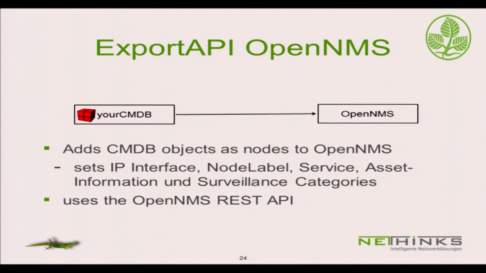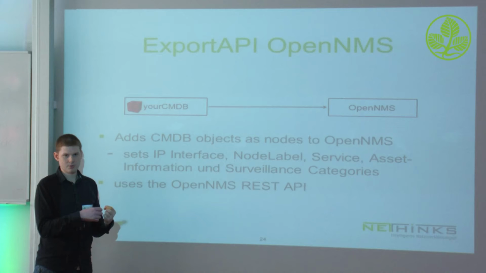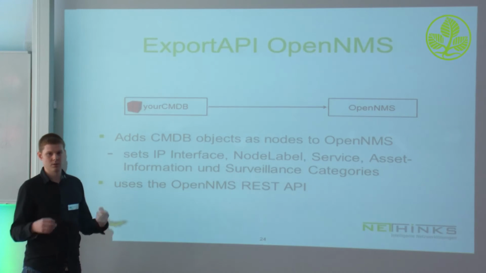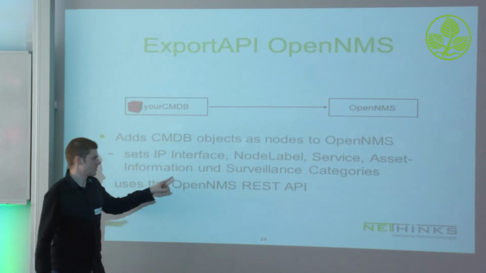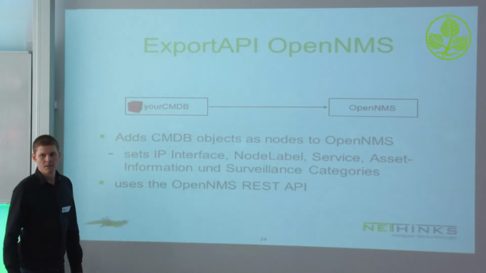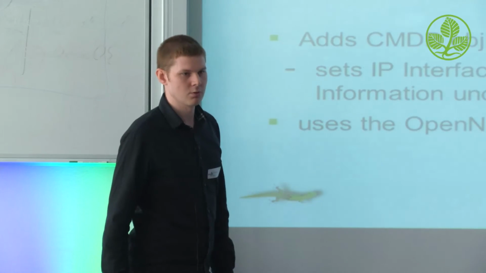This is just the big picture that we can add CMDB objects to OpenNMS. We can set one or more IP interfaces. We can set up the node label. We can provide services to OpenNMS like ICMP, SNMP, and so on. We can set up asset information and surveillance categories. And for the connection, we use the OpenNMS REST API.